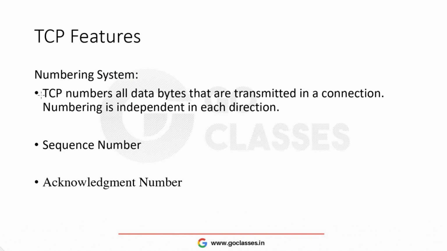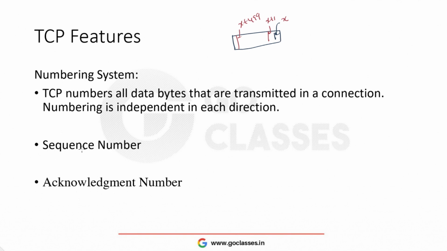So what does TCP do? TCP numbers every byte that is being transmitted in a connection. Suppose that there are 500 bytes. So I say that this is byte number one. Suppose there is some starting byte number that is called the sequence number. Suppose that is X. Then I will say this is X plus one. And then I will say this is X plus 499. So every byte is numbered in TCP.